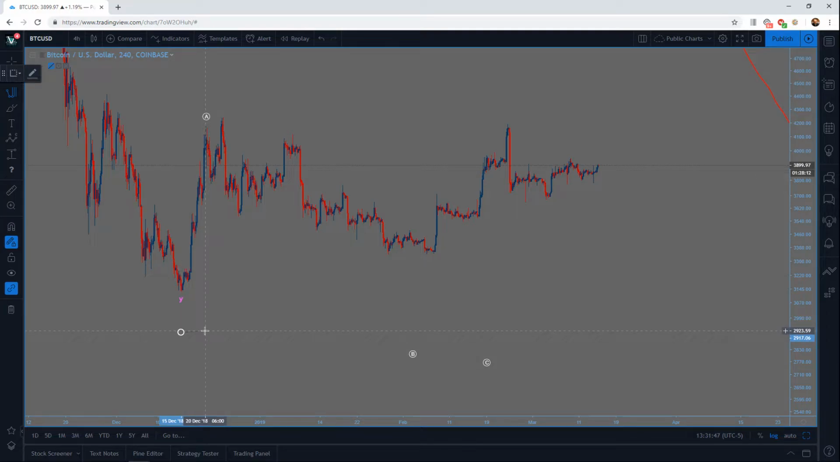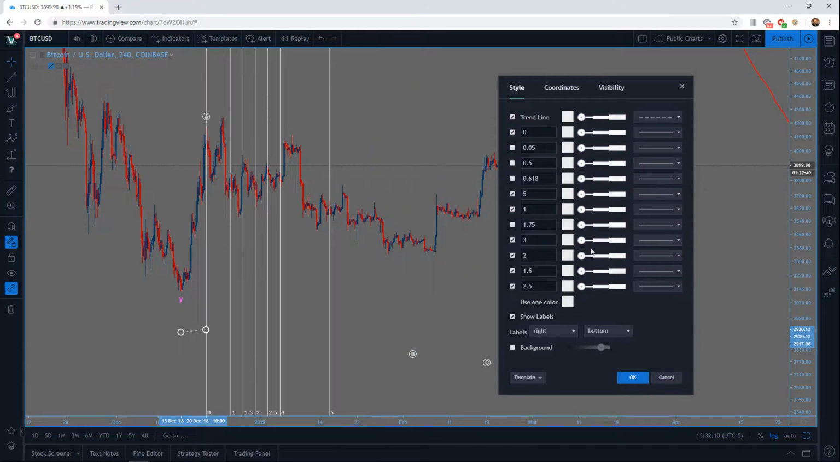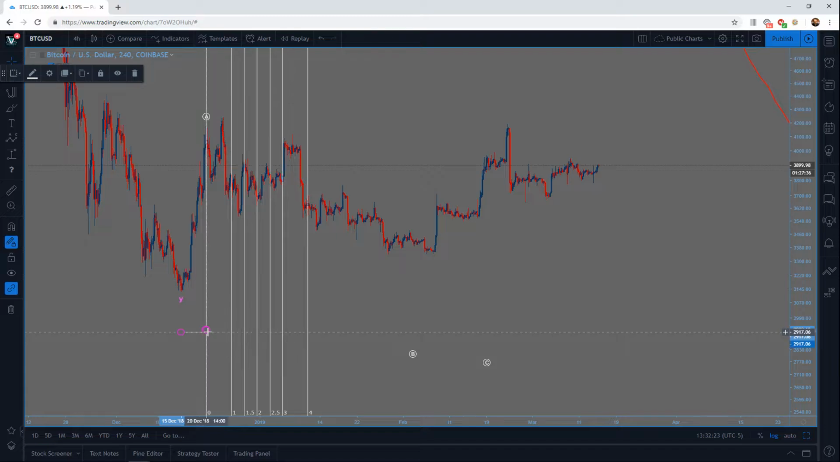So let's take the time measurement of this A. This was a significant low for me. And when we got here, I thought this corrective move could be complete. That was more than 4 times as long as the impulse it was correcting. We could go to the next pivot.